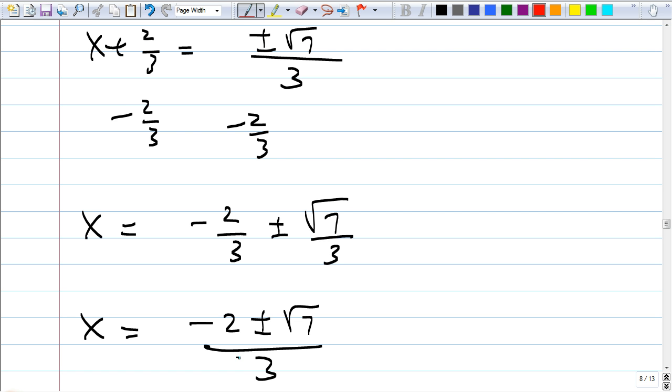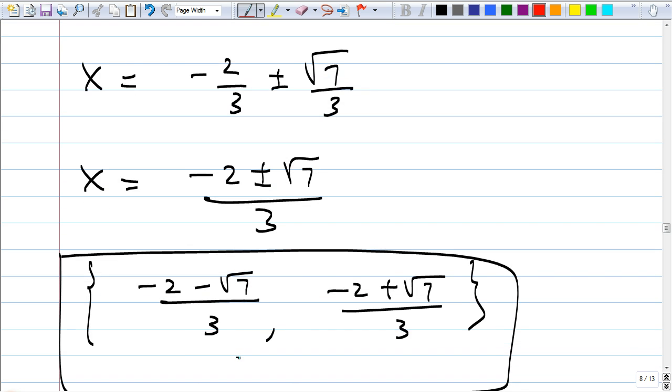Laura? Oh. Okay. Yes, Kobe? I got negative 2 minus rad 7 over 3. Good. That's the smaller one. What's the bigger solution? Negative 2 plus rad 7 over 3. There you go. Questions?